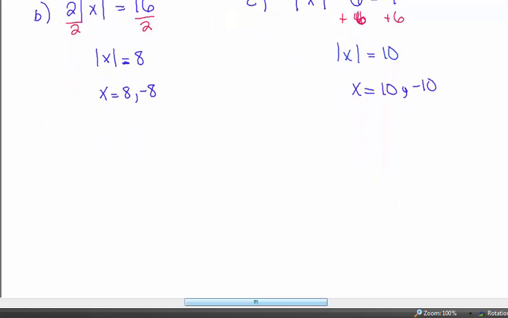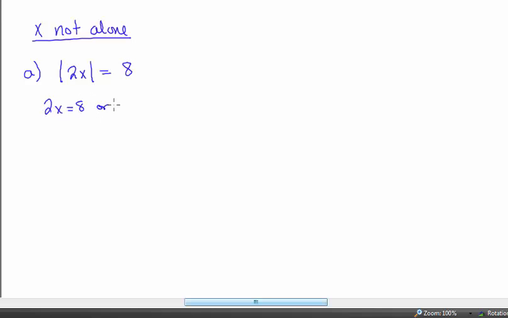Now, sometimes when the x is not alone, we have a different scenario. So let's look at if we have the absolute value of 2x equals 8. Well, that means that 2x equals 8 or 2x equals negative 8. I have to split and then solve. Divide by 2. So I get x equals 4 or x equals negative 4.